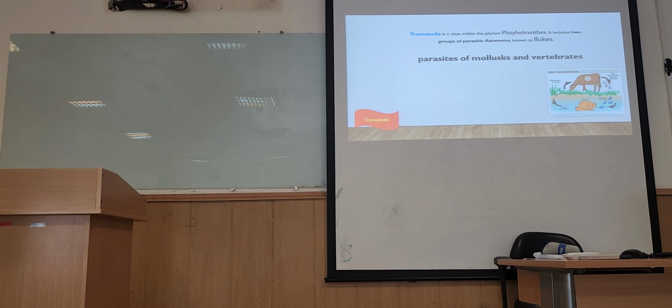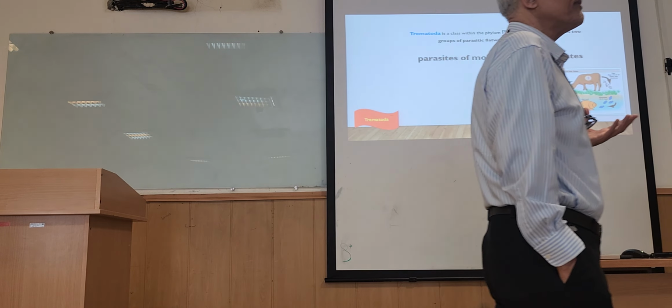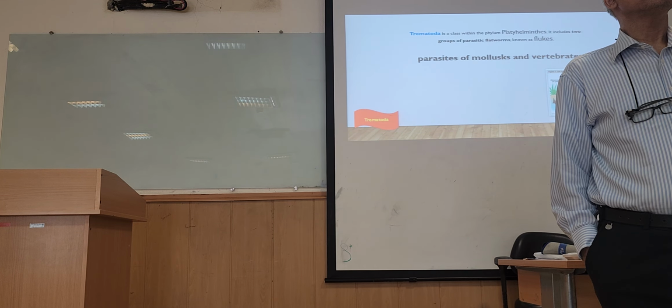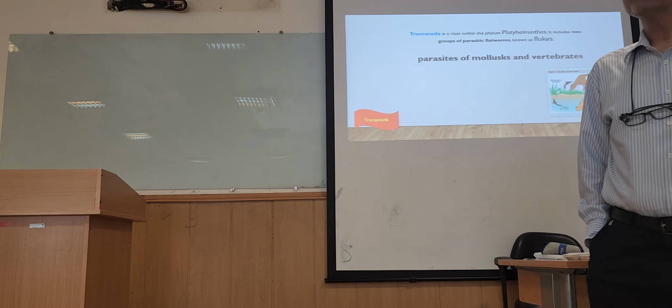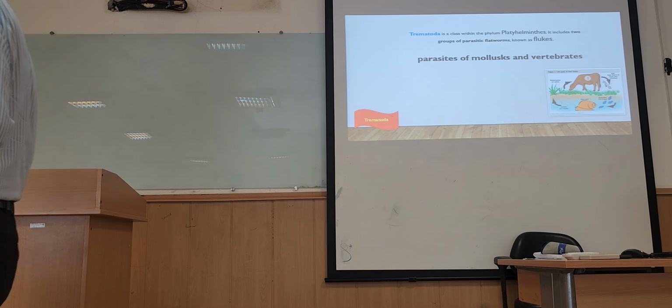So for the first, we start with Fasciola hepatica, the fluke of liver, and it's a very important parasite of mollusks and vertebrates. What does it mean? It means that these parasitic infections are zoonotic, and in the life cycle of these parasites, you have to see that vertebrates and invertebrates, intermediate host and final host, are involved.